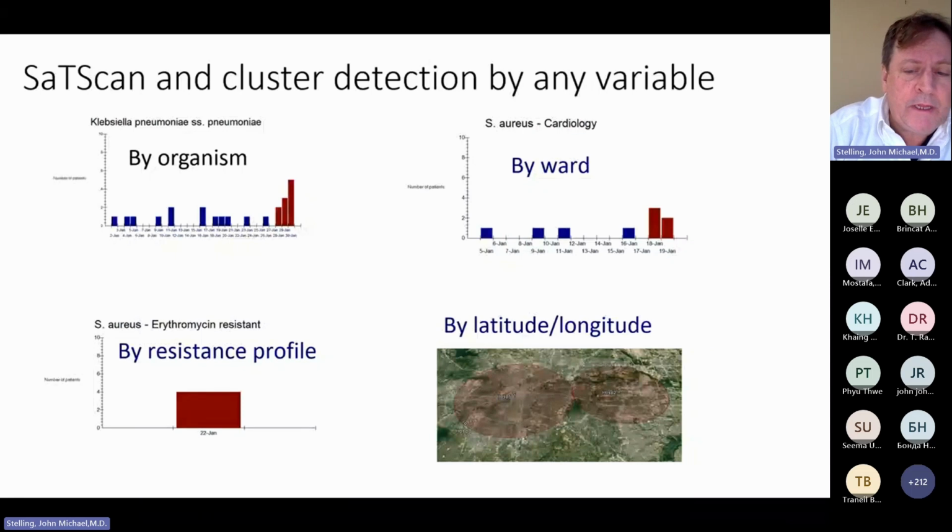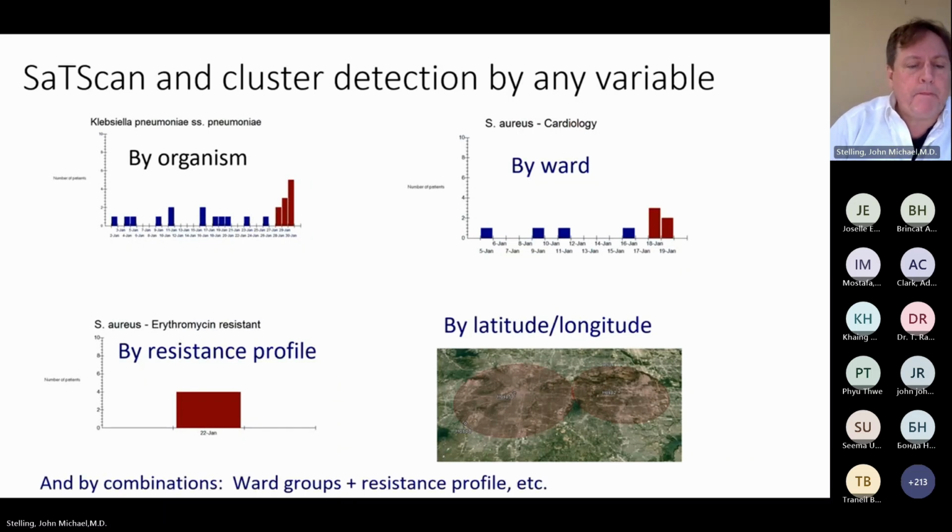By resistance profile in the lower left, and in the lower right, using true latitude and longitude, where we were looking at the latitude and longitude of specific hospitals in a network. The three graphs here appearing in white, we will see those today during the WHONET presentation, the demonstration.